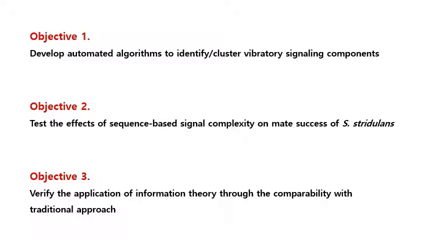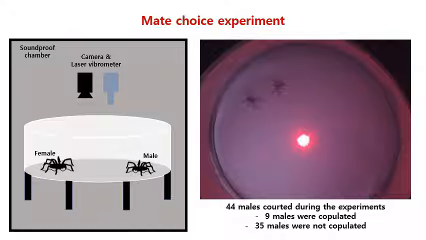In this project, we have three major objectives. First, develop automated algorithms to identify and cluster vibratory signaling components. Second, test the effects of sequence-based signal complexity on the mate success of Schizocosa stridulans. And third, verify the application of information theory through comparability with the traditional approach to measure the signal complexity of Schizocosa stridulans.